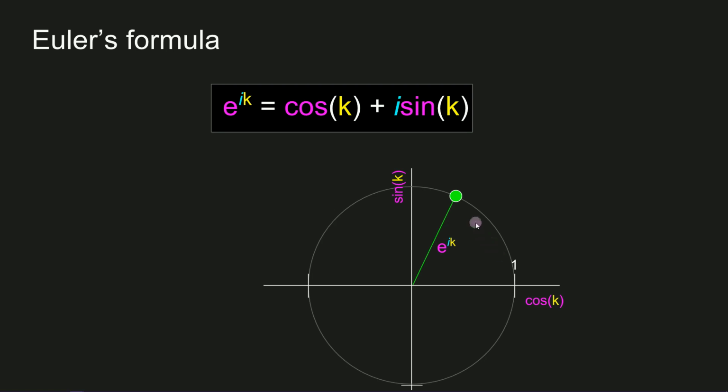So all values of k are on this unit circle, and e to the ik describes a unit vector that goes from the origin to that point on the circle with angle equal to k. Therefore, Euler's formula describes a vector in the complex plane, and the k in the exponent gives the angle relative to the positive real axis. Let's have a look in MATLAB before moving on.